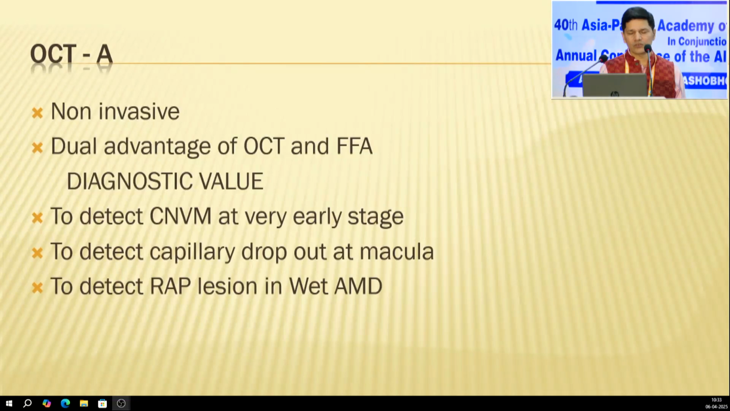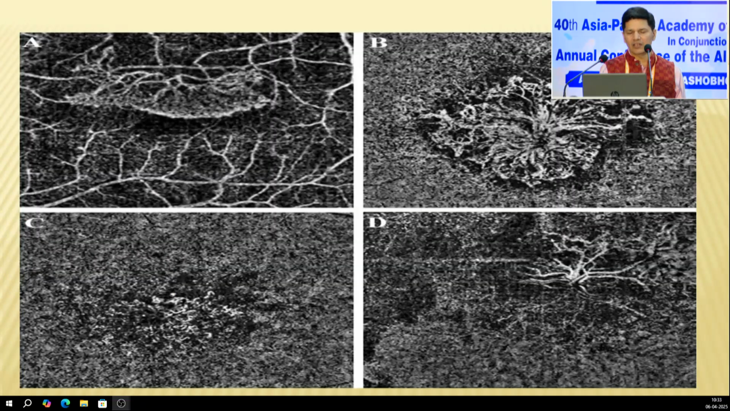It has diagnostic value to detect CNVM at a very early stage, to detect capillary dropouts at the macula without injecting dye, and to detect RAP lesion in wet AMD. And these are a few pictures of OCTA. You can see very well the new vascularization in non-neovascular layers of the retina.